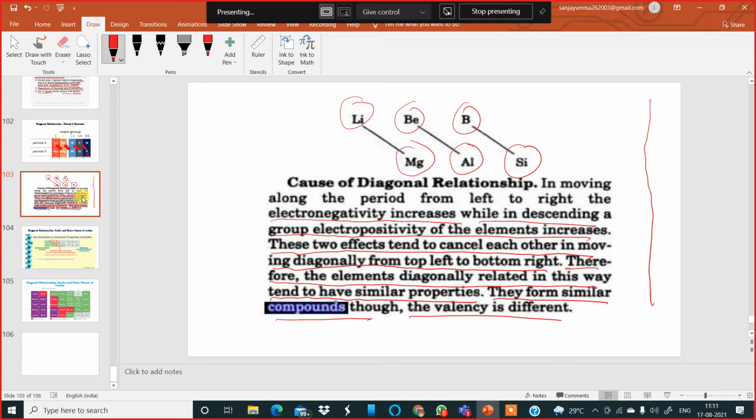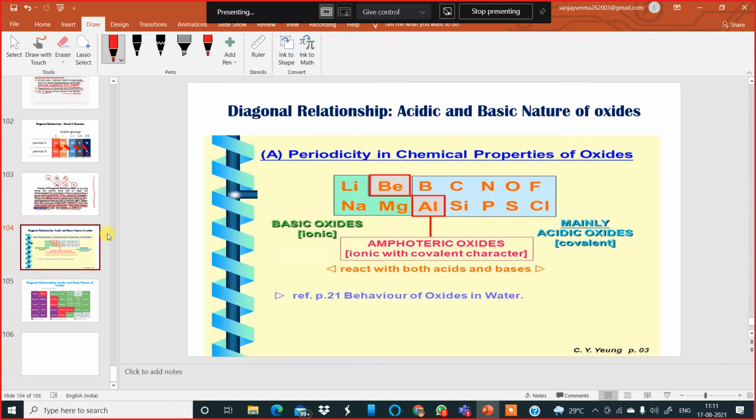Okay, now moving to the next slide: diagonal relationship, acidic and basic nature of oxides. Let's take beryllium and aluminum. They form amphoteric oxides, ionic with covalent character both. They have ionic character also. The oxides of beryllium and aluminum have covalent character also.